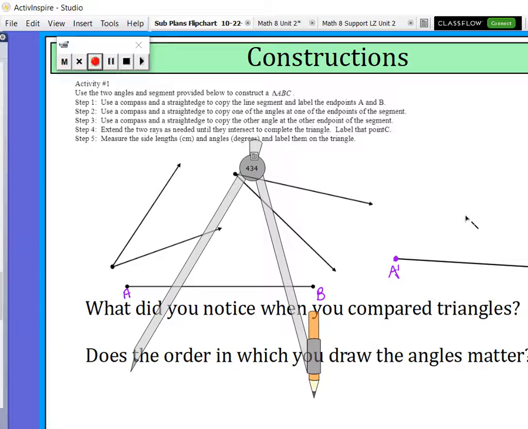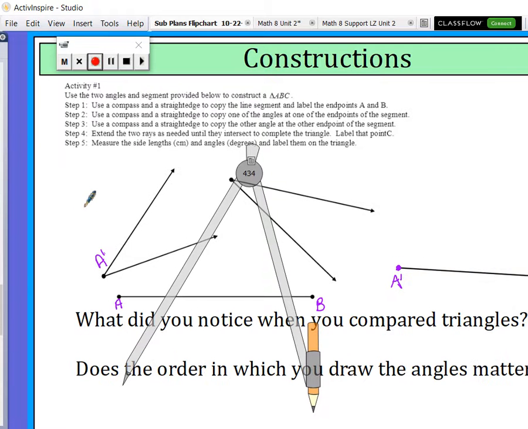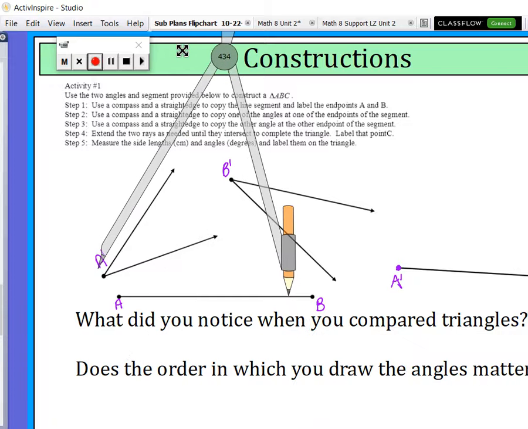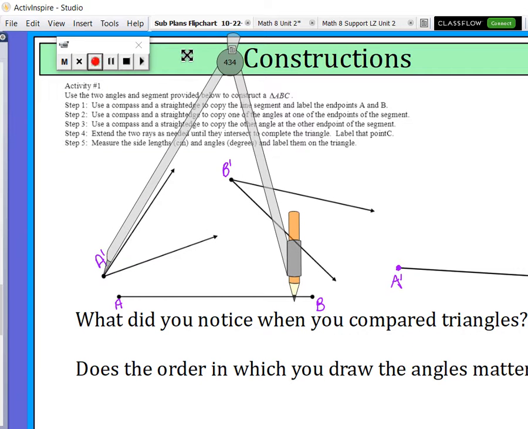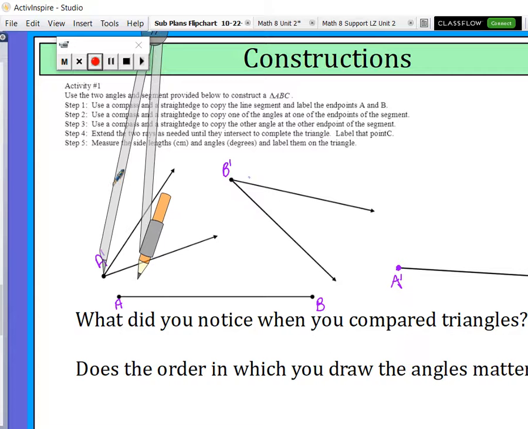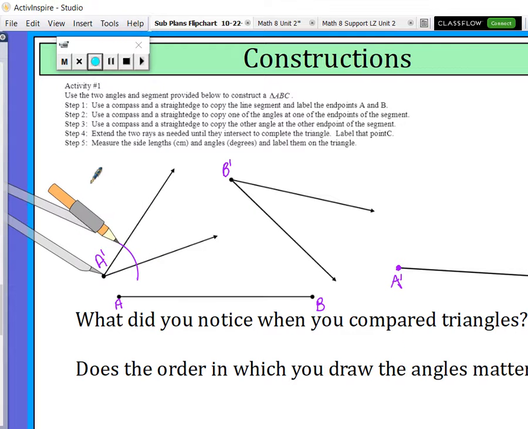Now you're going to copy one of the angles onto A prime, and we're going to copy this angle here onto A prime. Okay, and we're going to copy this angle here onto B prime. So it says first use a compass and straight edge to copy that angle. So the first thing that you're going to need to copy the angle is just an arc that goes through both sides of that angle.